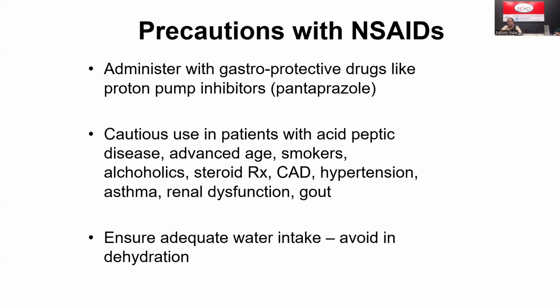So it is not necessary to give PPIs for every patient, but if the patient is already having some risk factors or gastric irritation or some peptic ulcer, gastritis, then you can give PPIs. Otherwise, you can ask them to take the NSAIDs after food. Then cautious use in patients with acid peptic disease, advanced age, smokers, alcoholics, along with steroids, then CAD, hypertension, asthma, renal dysfunction, gout, etc.